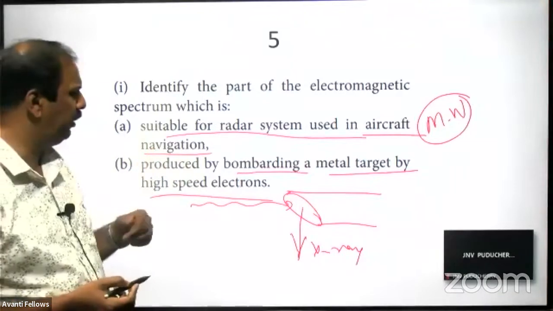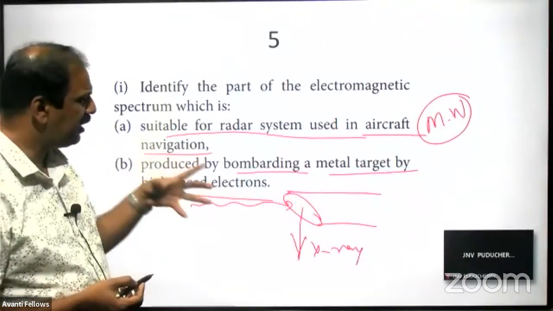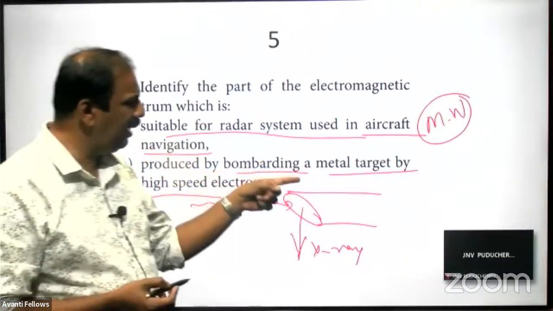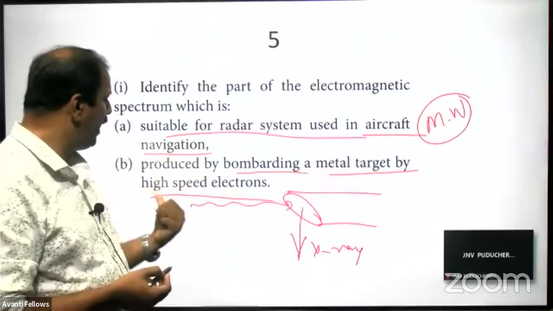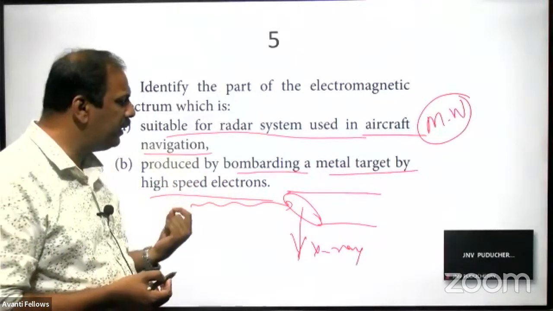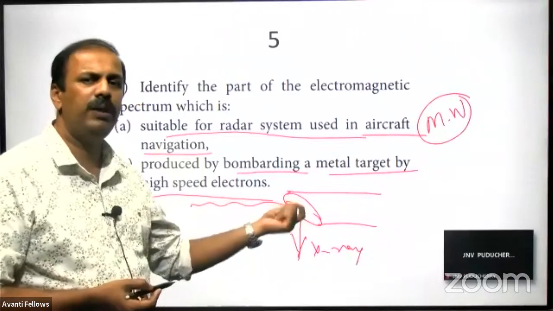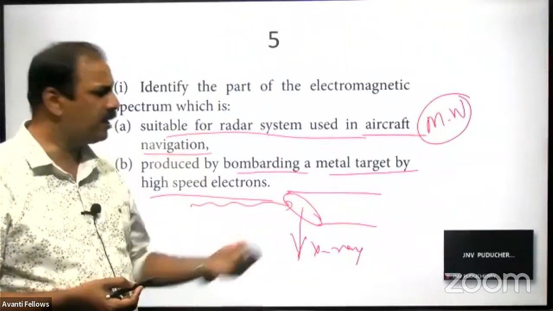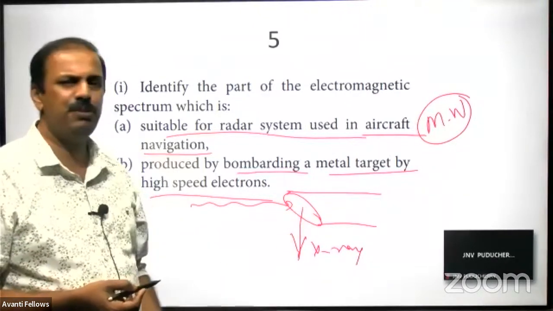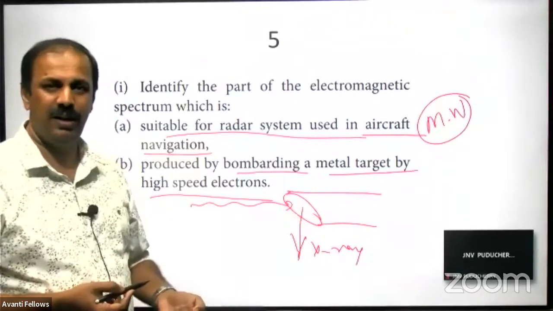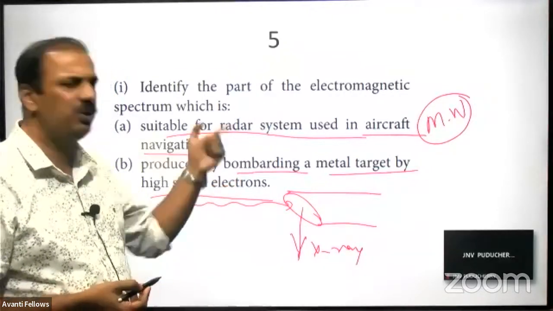So this is a new thing. You can note that one. X-ray means it is bombarding a metal target by high-speed electrons. So the high-speed electron will go and hit that one. From there, X-ray is produced. That's how you will produce X-ray. So if it comes like this, you should know it is X-ray.